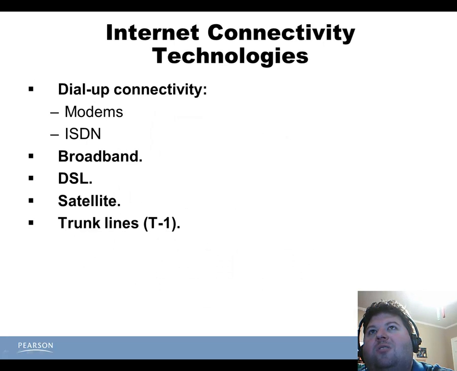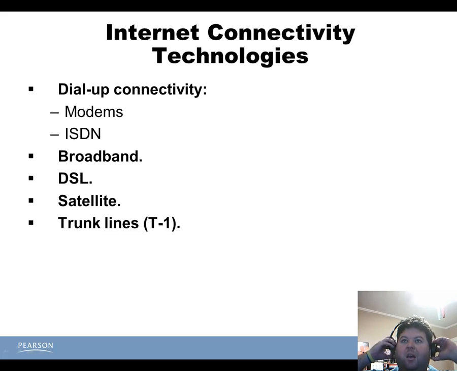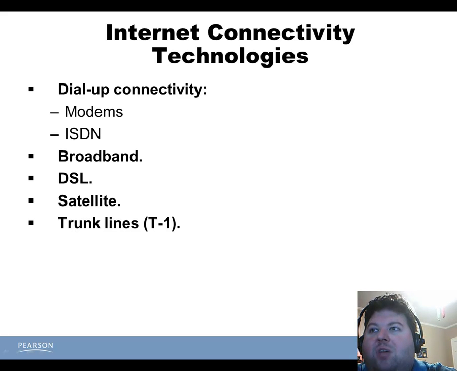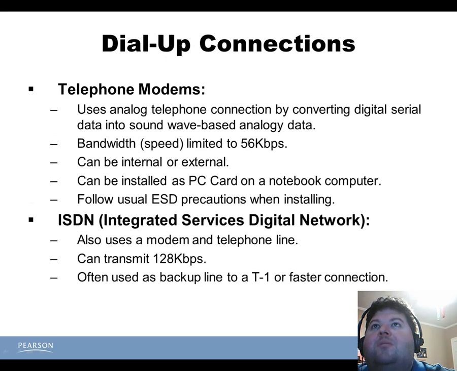So there are different types of internet connectivity. Dial-up, broadband, DSL, satellite, and then what you call trunk lines or T1 lines. And we'll talk about each of these. Dial-up is an old technology, but believe it or not, there's still a lot of places that use dial-up. And the reason is that the telephone network is extremely stable.